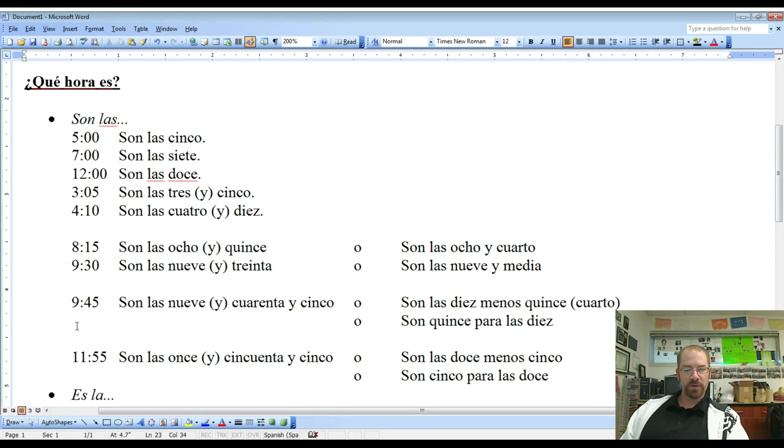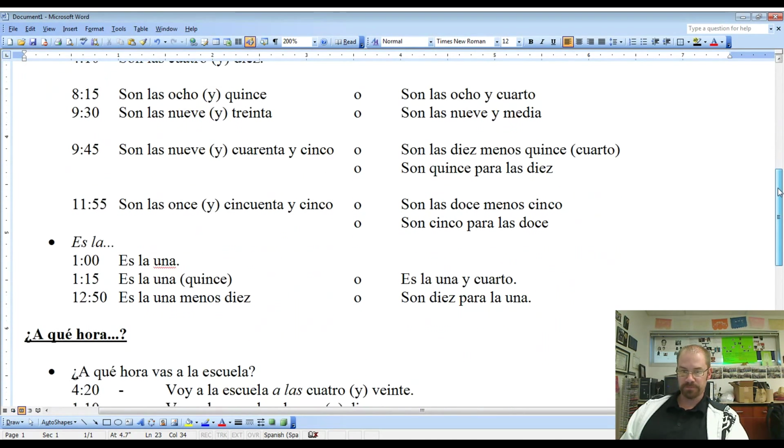And then I mentioned a second ago that there are 2 ways to start your answer to the question, ¿qué hora es? The second one is es la. So let me explain to you when you'd use that. So es la, you'll use when you're going to talk about it being 1 o'clock. So if I want to say it's 1 o'clock, es la una.